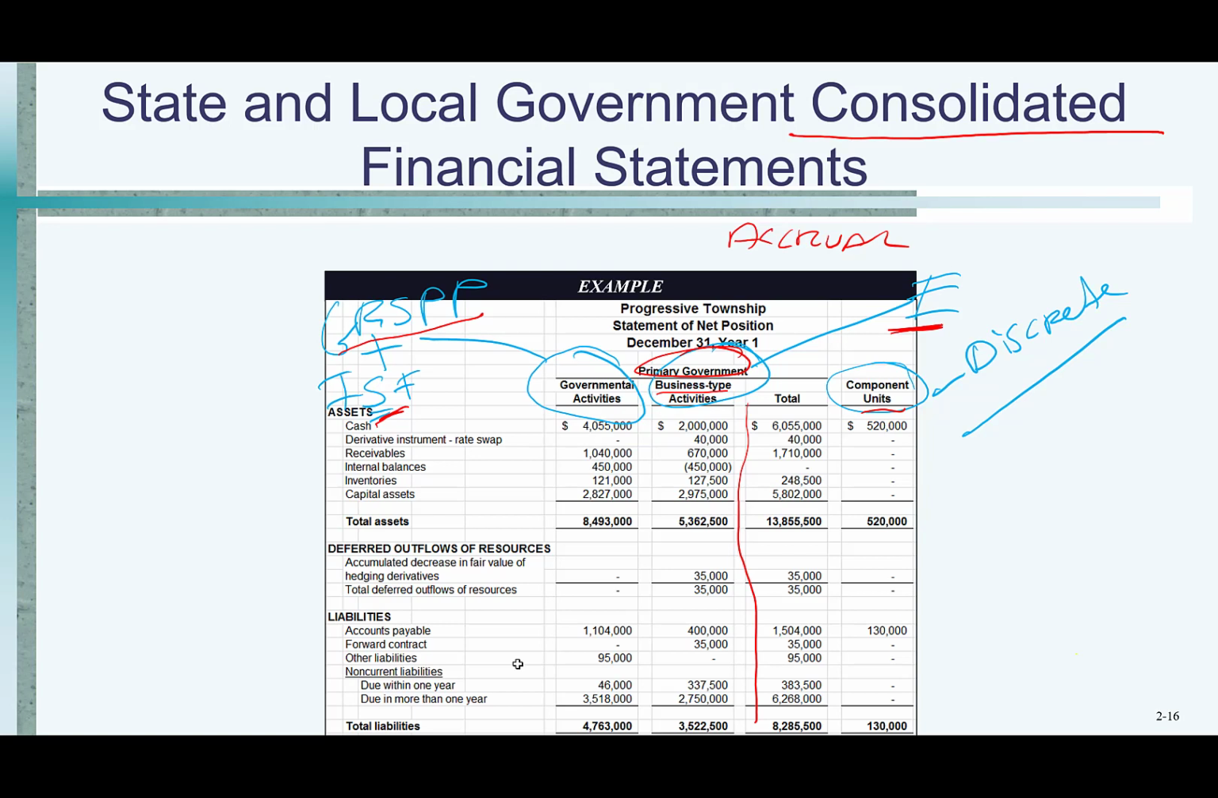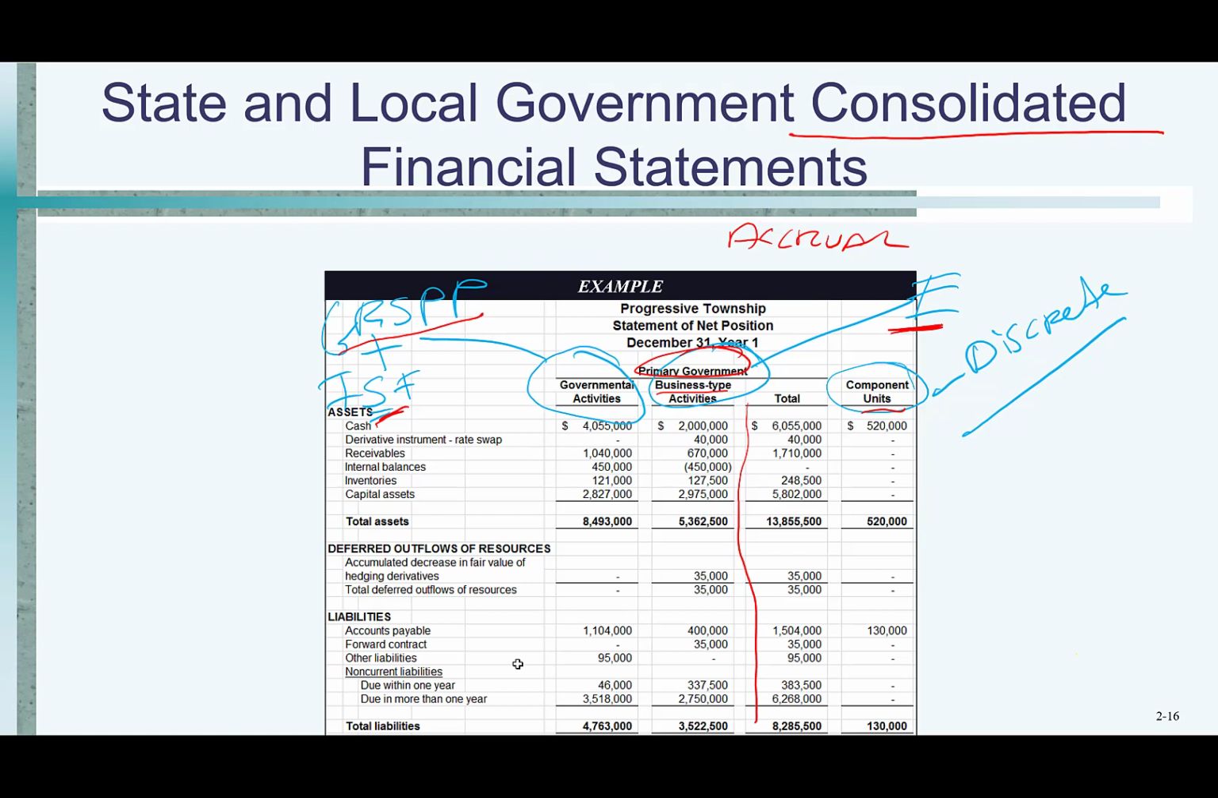You are financially accountable to your children, so what happens? The primary government is financially responsible for the component unit, so they show up on the financial statements of the primary government. This is a columnar format. We call that discrete presentation, right? Okay. Where's my KIPP funds? KIPP is not reported, right?